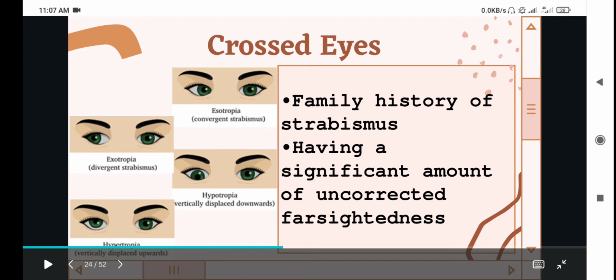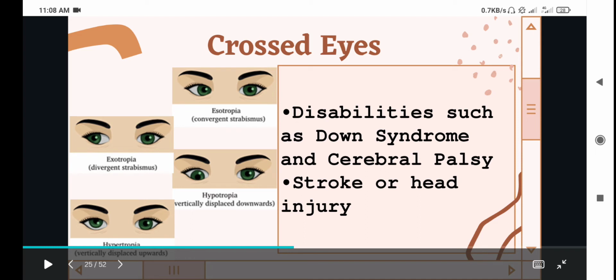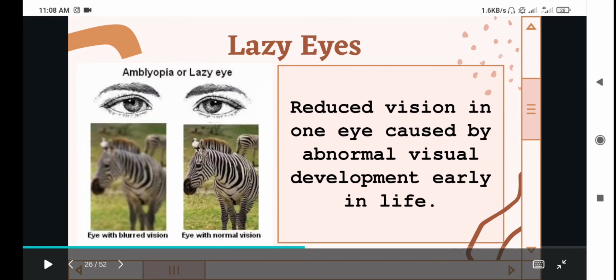Second, we have crossed eyes. Strabismus occurs when the eyes do not line up or they are crossed. One eye, however, usually remains straight at any given time. The causes are family history, having a significant amount of uncorrected farsightedness, disabilities such as Down syndrome and cerebral palsy, and stroke or head injury.